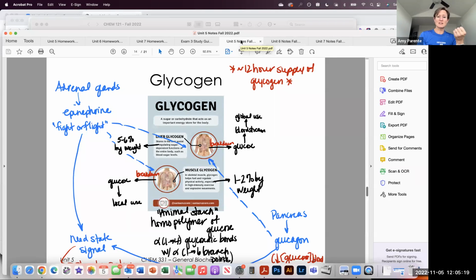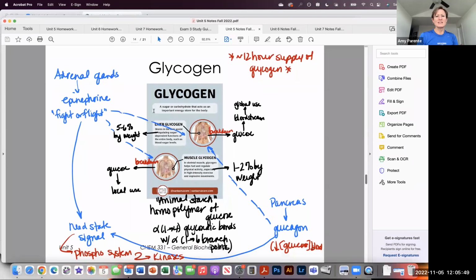So remember, glycogen is a glucose polymer store. It's essentially animal starch that's in your skeletal muscle and liver. Those two different places for storage differ in how they help if you need to tap into those reserves. In the liver, it's going to be broken down for global use. In your skeletal muscle, it's broken down for local use.